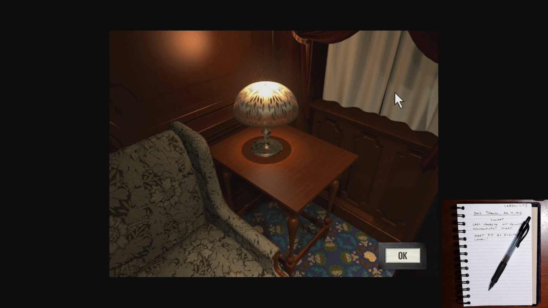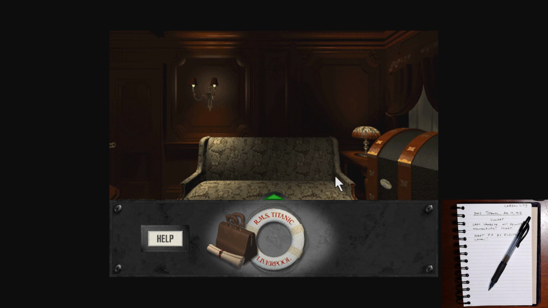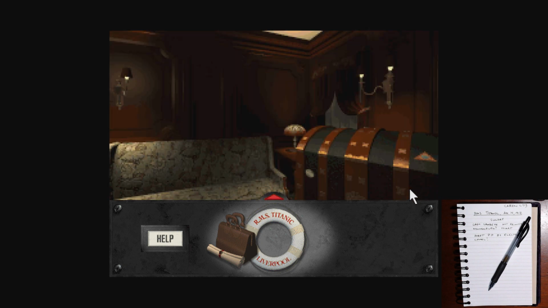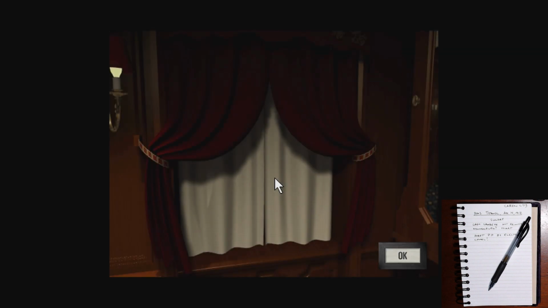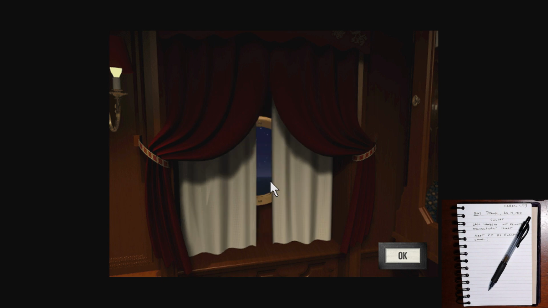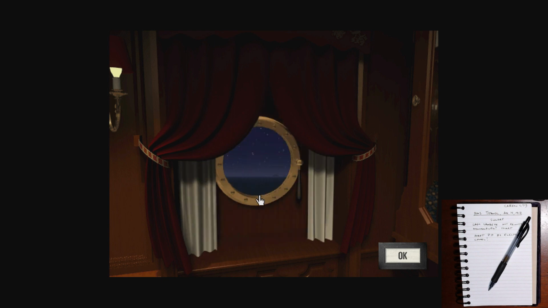The lamp by the side table. This appears to be the window, so I must be up on the upper decks and not down in the lower decks, the second class or steerage cabins with the tiny portholes. I actually have a proper window to the outside. Yep, so it is a porthole. Lovely view of the night.